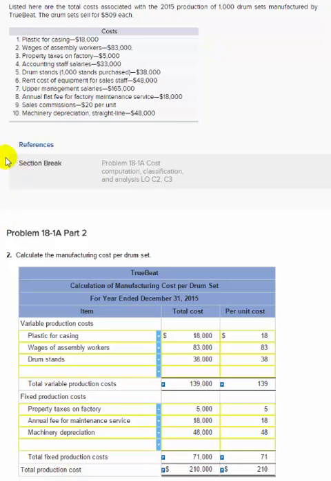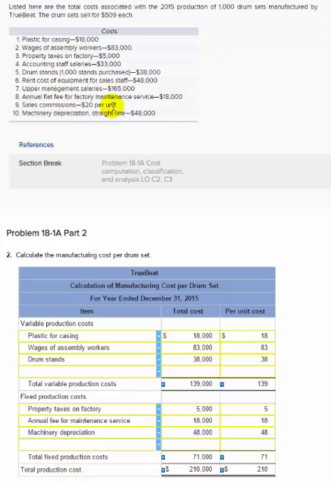Okay, what I want you to notice here is that there were several items, these costs, we didn't use, and they were the ones outside the factory. Let's see, we didn't use accounting salaries, $33,000. We didn't use rent cost of equipment for sales staff, $48,000. We didn't use upper management salaries, $165,000, and we didn't use sales commissions, so $20 per unit.